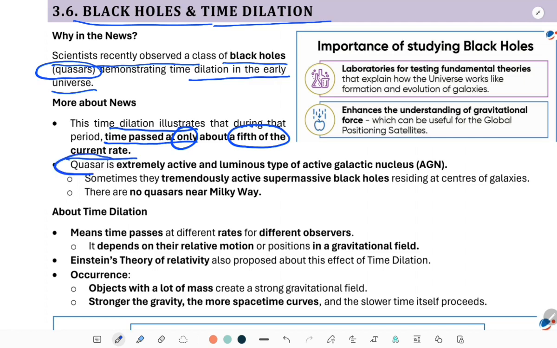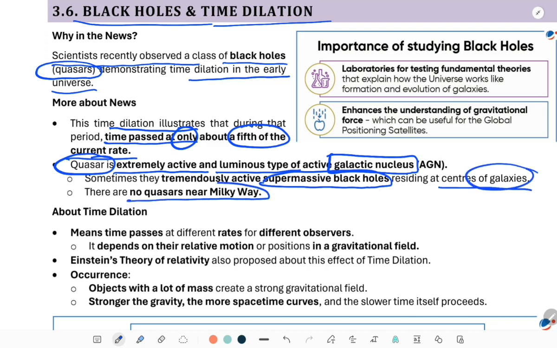A quasar is an extremely active and luminous type of active galactic nucleus. They are actively accreting supermassive black holes residing at the center of galaxies, and there are no quasars near the Milky Way.